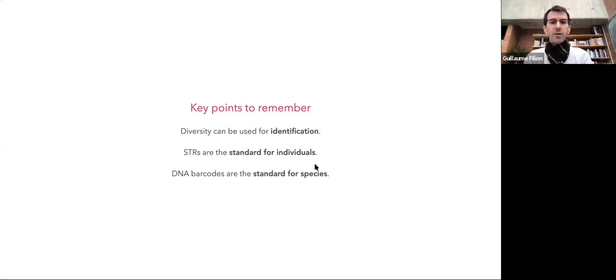STRs are the standards for individuals. The short tandem repeats, and in particular the CODIS system, is really the standard technology to be able to identify one person in the whole population, one individual if we're talking of plants or animals. And for species, it's DNA barcodes. It's the standard to be able to say, okay, it's that species compared to that other species.